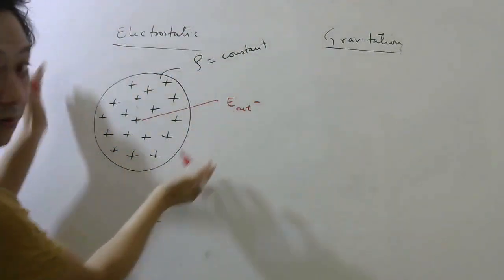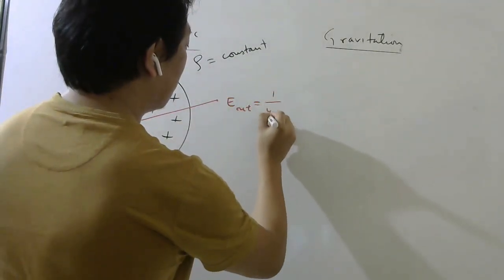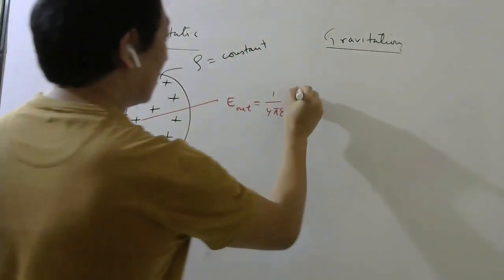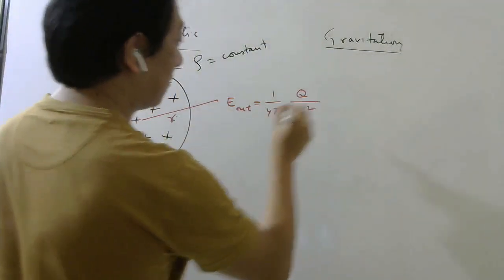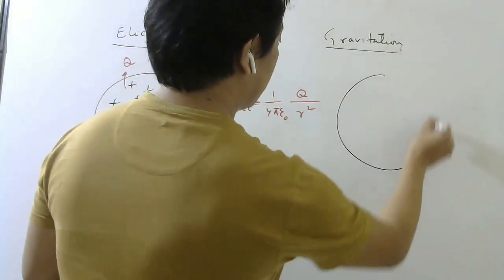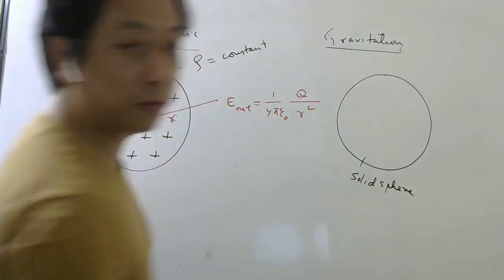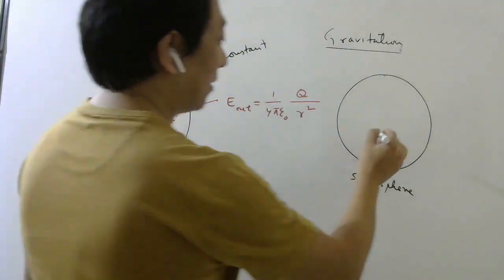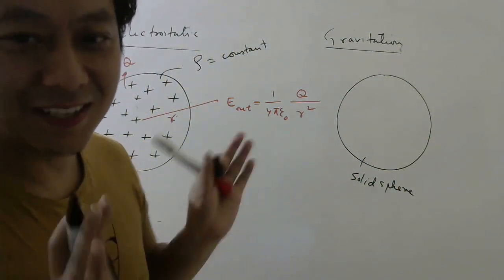You can draw a Gaussian surface here and then apply Gauss law. The same answer will come: 1 by 4 pi epsilon naught, total charge is capital Q, let's say, divided by r square, where r is the distance from the center. Okay, so if you do it for a solid mass, this is a solid sphere. Earth should be treated like this or the previous one? Like this, because Earth is a solid sphere, at least approximately, right? I know there are molten liquids inside, but those details we will neglect.